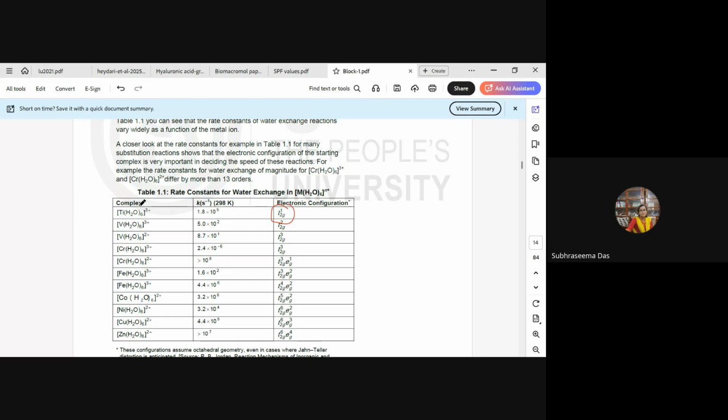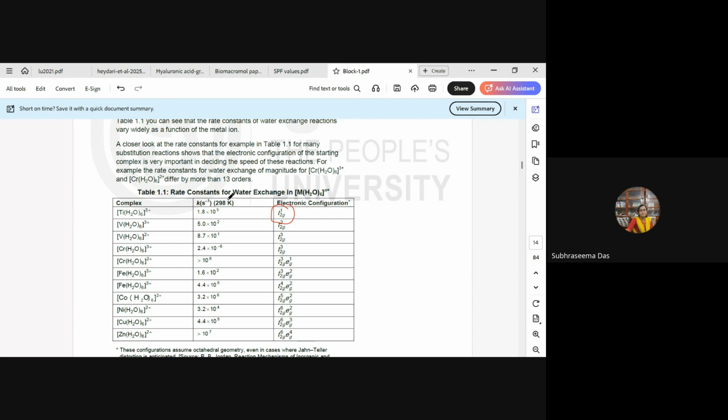And water, we know it is a weak field ligand, so since it is a weak field ligand, it will form high spin complexes. High spin complexes means how the electron pairing will be done in t2g and eg. It is mostly by following Hund's rule. We know the high spin complexes or the weak ligands follow Hund's rule.